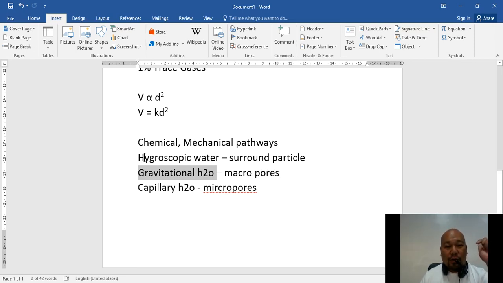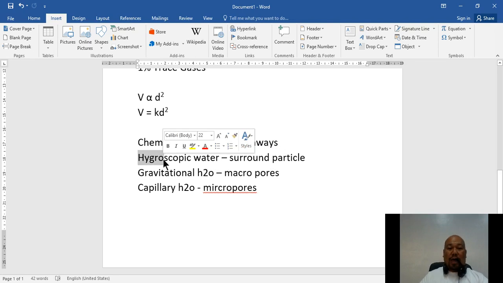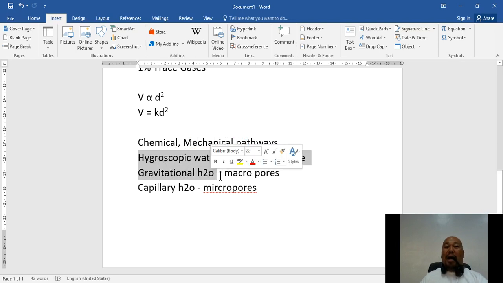Hygroscopic water, on the other hand, oven drying lang ang pagtangtang, mas lisud para sa gamot sa tanom. They cannot use that water. So, again, hygroscopic water and gravitational water are not usable by plants.